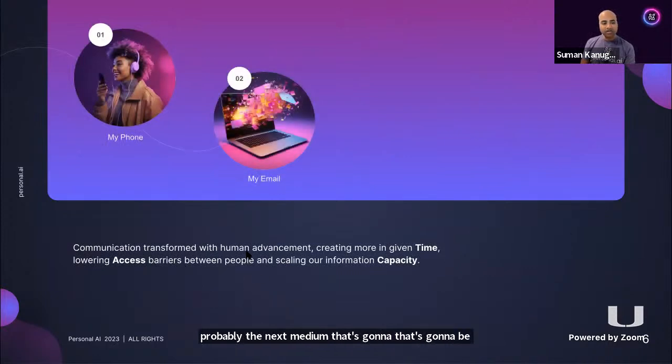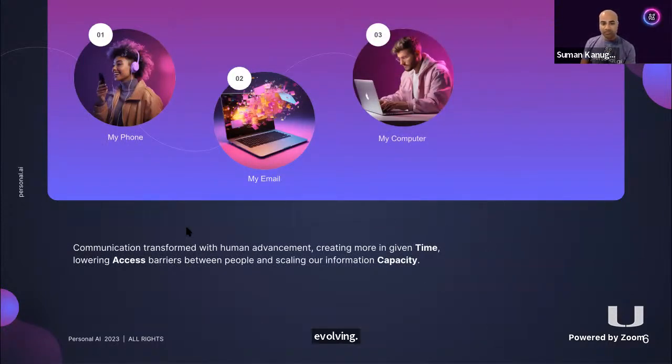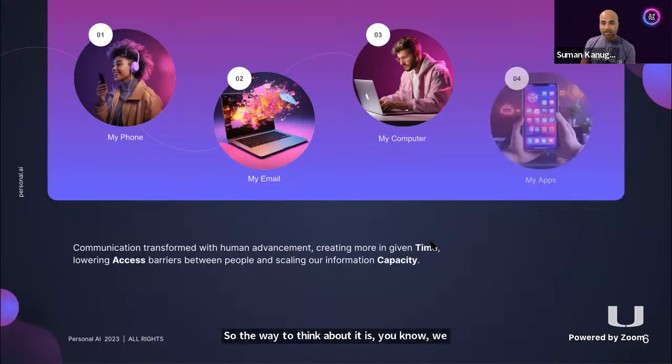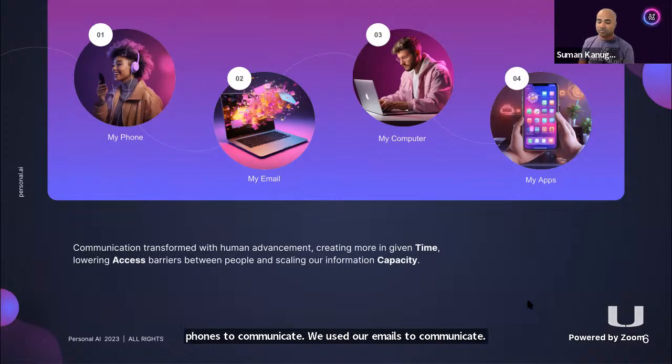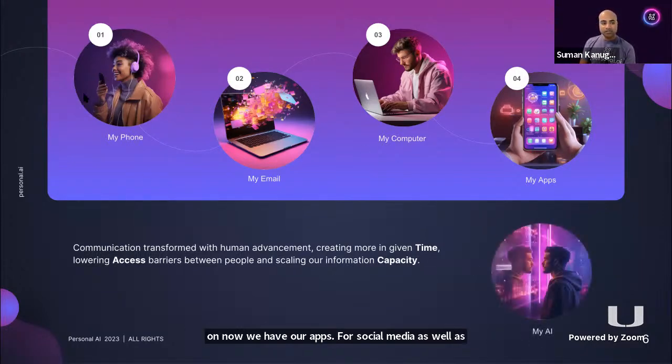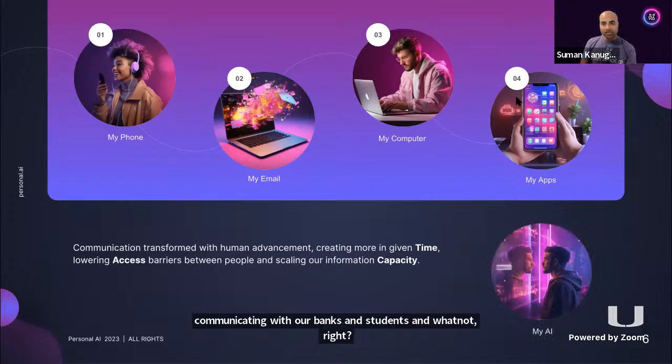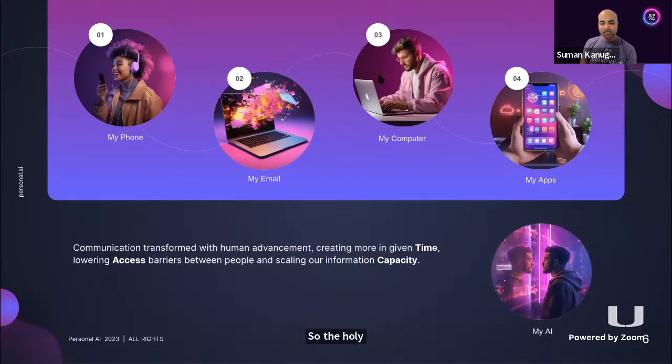So the way to think about it is, we used our phones to communicate, we used our emails to communicate. Now we have our computers to communicate. And then later on, now we have our apps for social media, as well as communicating with our banks and students and whatnot. So the key aspect is we will all be having our own individual AIs as well. So that will be surrounding us.